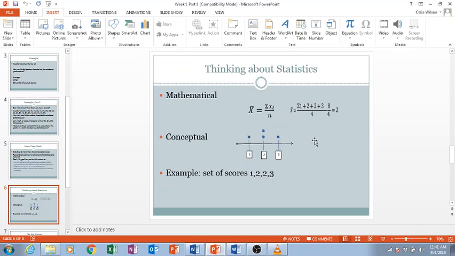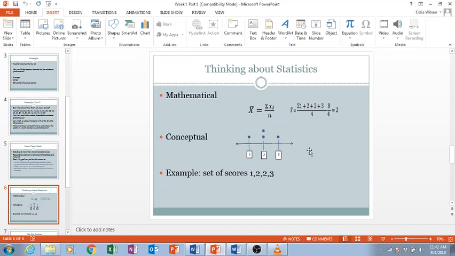And what I want for you is to be able to do the formula up here, but then to also know that this is what's happening. This right here is what the mean actually means. It means the balance point of that distribution. So now your scores are equally distributed around your mean there. Okay, so we're going to look at it kind of in both ways.